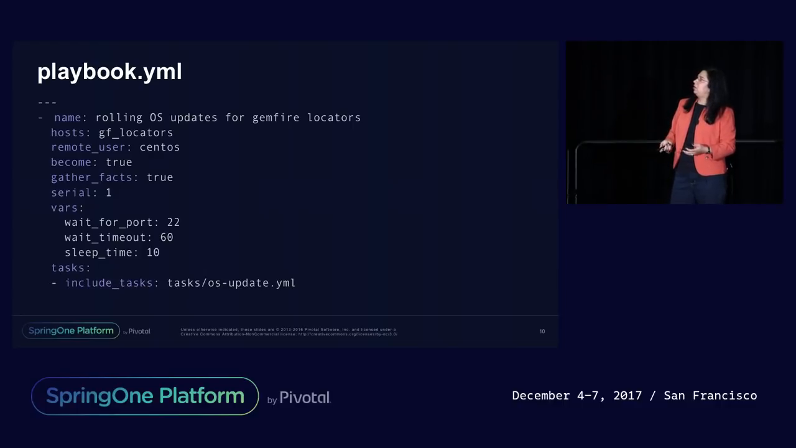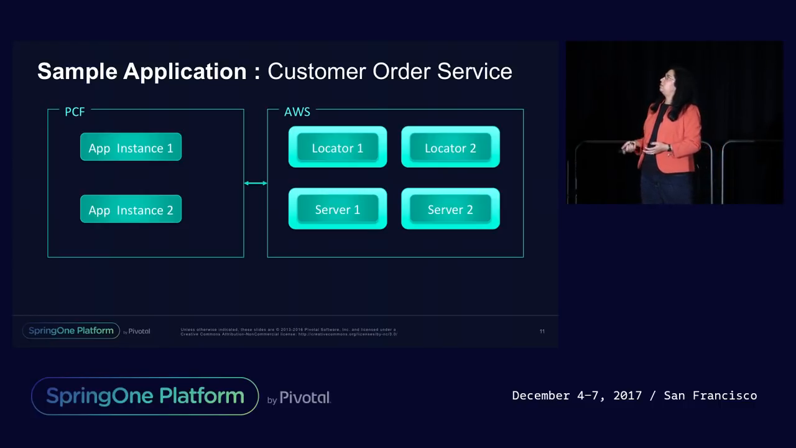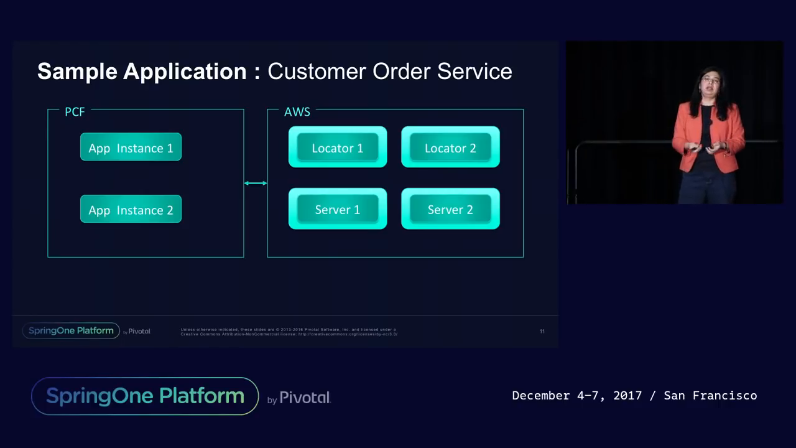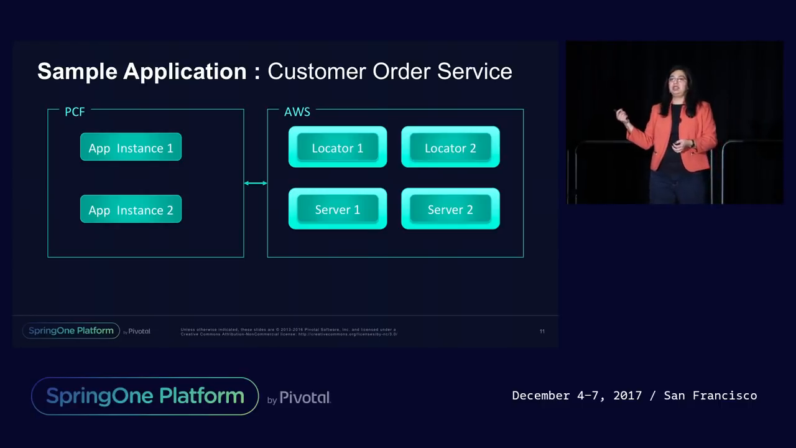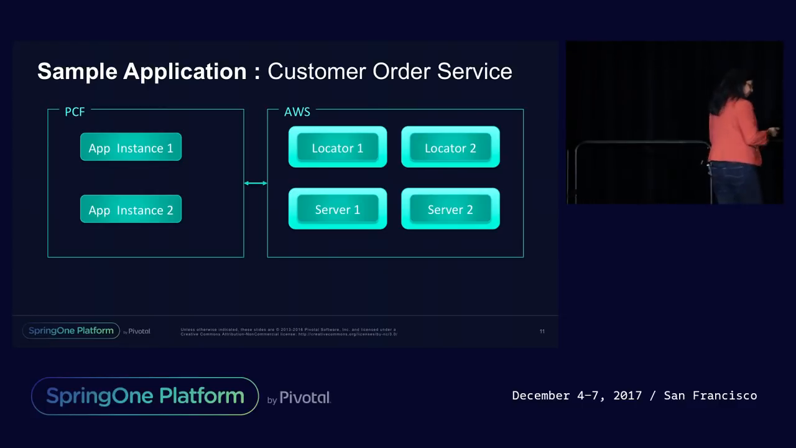A little more about what the playbook looks like, and we'll dive deeper into what exactly it does. For a demo today, we are looking at an example. This is a customer order service. We have the client, and the REST controller is running as an app instance in PCF. Since we are not running our Gemfire in PCF, we are running it in the AWS cloud. So from here, I will give it to Jeff. Thank you, Anu.